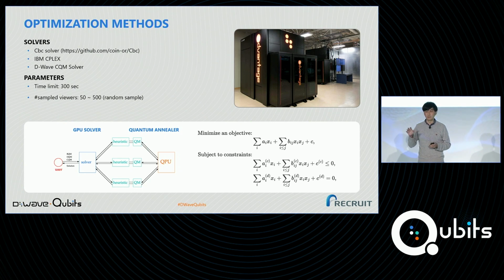They are combining QPU and GPU. This is a hybrid solver. I think the main feature of the CQM solver is to be able to handle very complex constraints, even though they can handle only quadratic constraints. And because our problem has very complex constraints, I thought the CQM solver is very suitable for our problem. Also, we changed the sample size from 50 to 500.